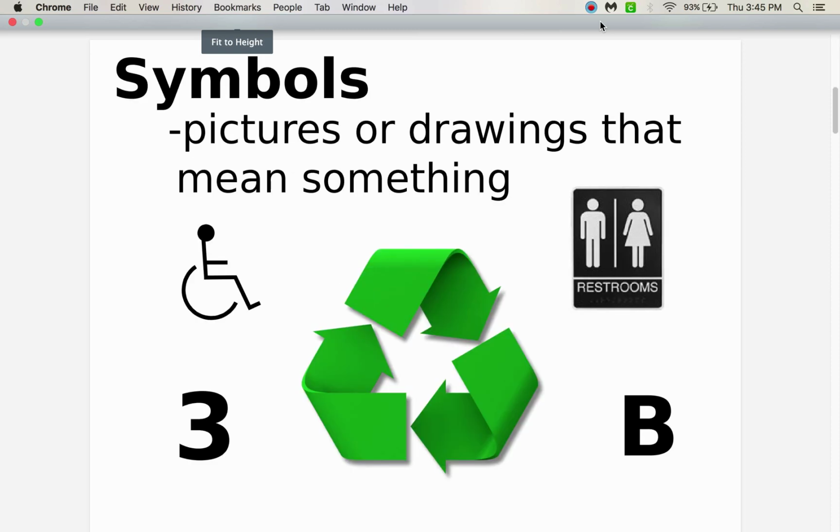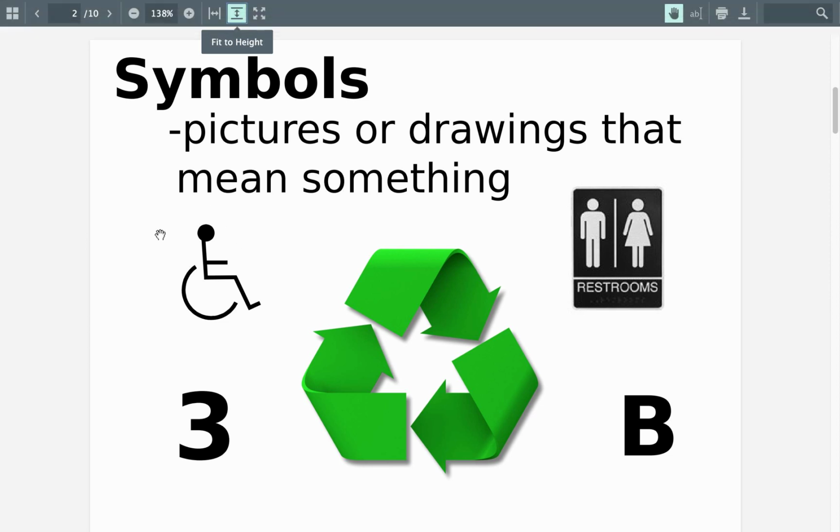Here are some symbols for you to take a look at. Let me give you a minute to do that. I bet some of these symbols are very familiar to you. This symbol over here is the handicapped symbol. Here is the recycling symbol, the restroom symbol. Even numbers, like this number 3, and letters are symbols.